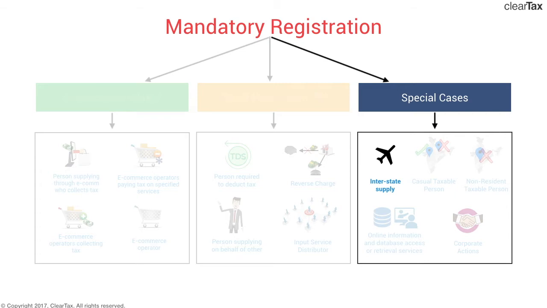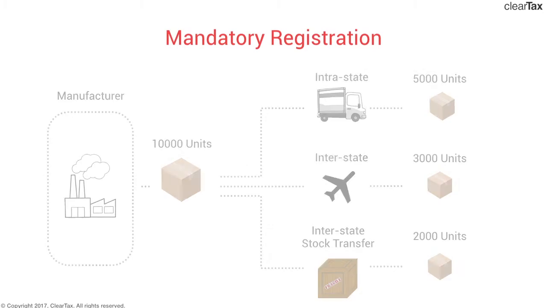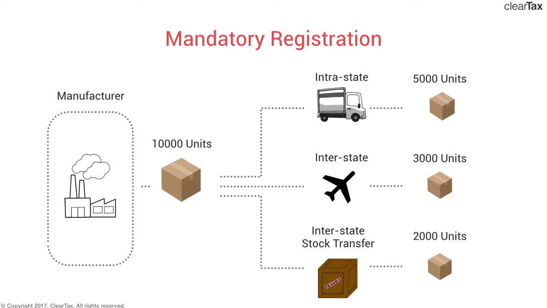The first one is a simple one, that of interstate supply. Any person engaged in interstate taxable supply. It has to be taxable because exempt supply, exclusively exempt, is exempt from registration itself. So any person involved in interstate taxable supply has to be registered. Recall our example in the previous section. We'd had a manufacturer who was involved in intrastate supply, interstate supply, as well as interstate stock transfer. Because he was engaged in interstate supply, this person has to mandatorily register.